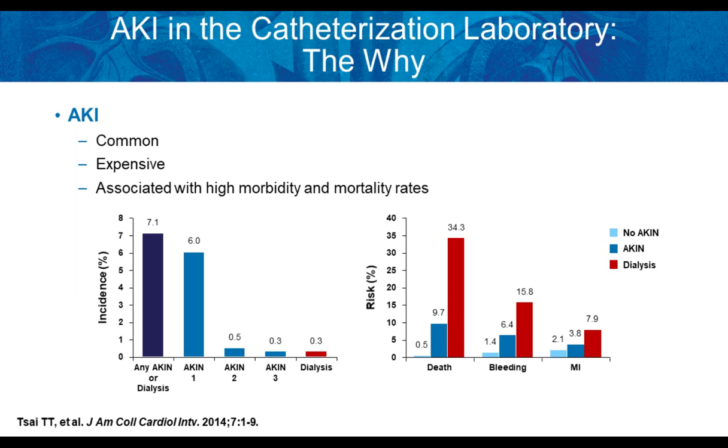While the number of patients that go on dialysis, fortunately, is very small, only about 0.3%, these patients have a terrible outcome. If you look to the slide on the right, you can see the patient that ends up on dialysis has almost a 30 to 40% chance of dying. They have a high risk of bleeding, and they have a high risk of myocardial infarction. Now, if you look at the patient that doesn't go on dialysis but develops acute kidney injury, about 9% of those patients will die. And this is any acute kidney injury.